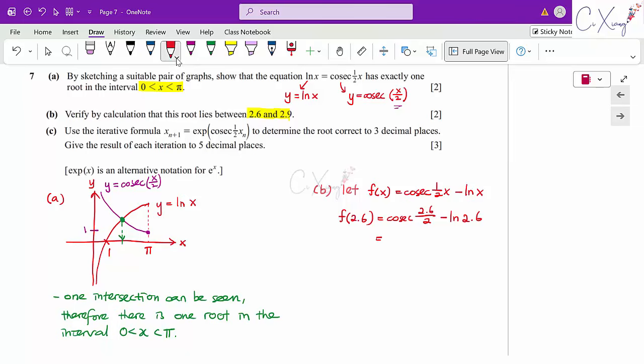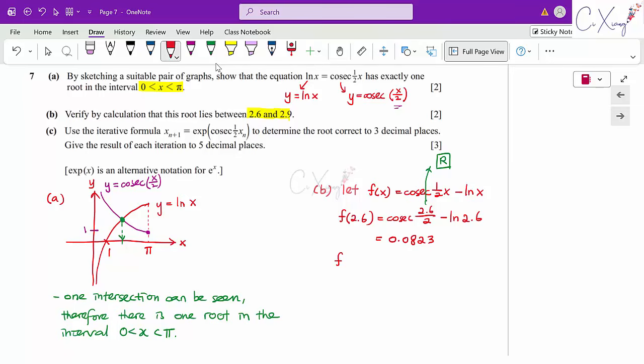I try to get the value by pressing the calculator. Again, cosecant 1.3 here basically means 1 over sine 1.3. And when you are pressing the calculator, please always remind yourself that your calculator must be in radian mode. It cannot be degree because this angle here is in radians. So by pressing the calculator, if you didn't make any careless mistake, the answer to 3 significant figures for this part should be 0.0823.